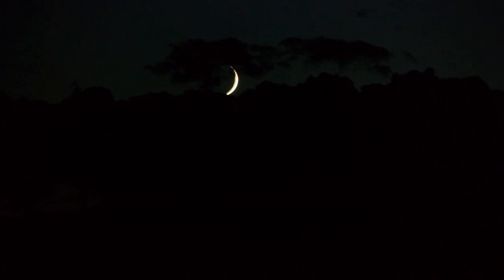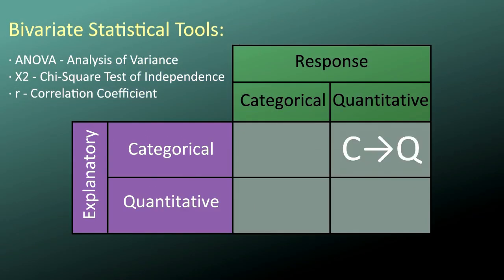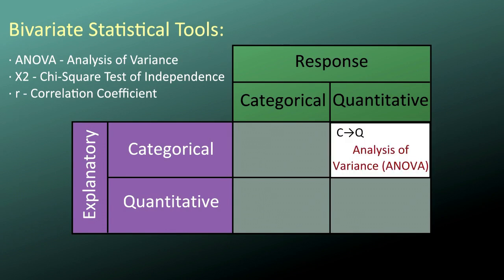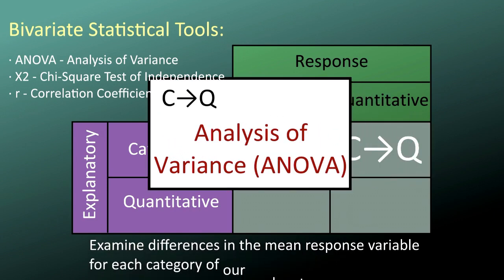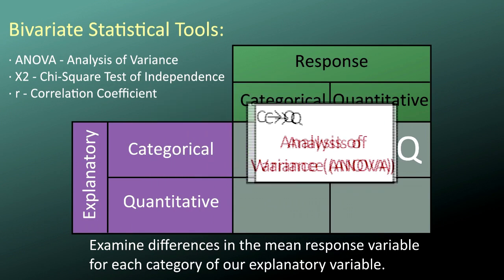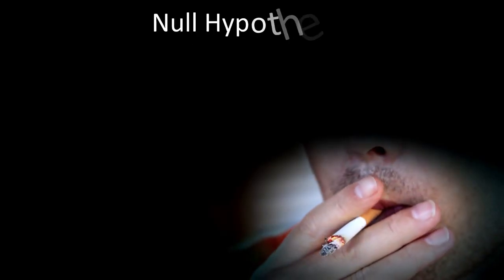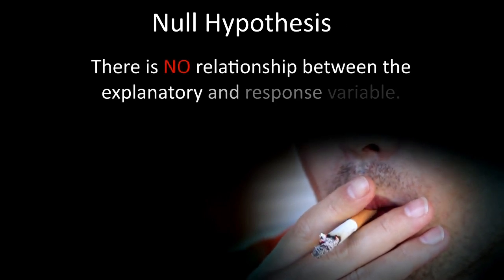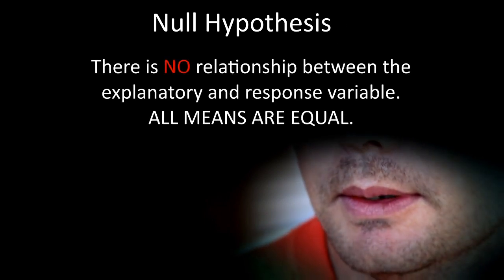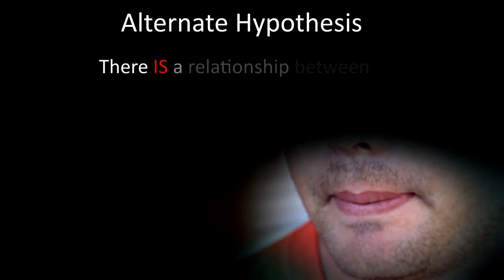We've covered a lot of information, so here's a quick summary of analysis of variance. First, an analysis of variance is used when we have a categorical explanatory variable and a quantitative response variable, and we want to examine differences in the mean response variable for each category of our explanatory variable. The null hypothesis is that there's no relationship between the explanatory and response variable. In other words, that all means are equal. The alternate hypothesis is that not all means are equal.